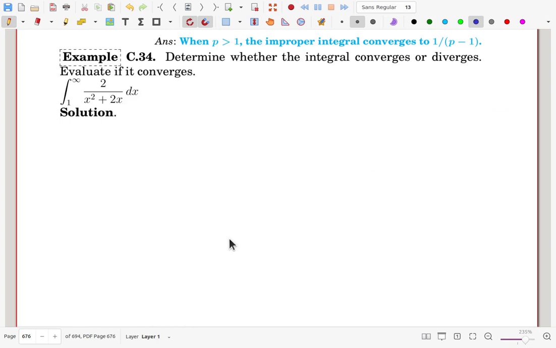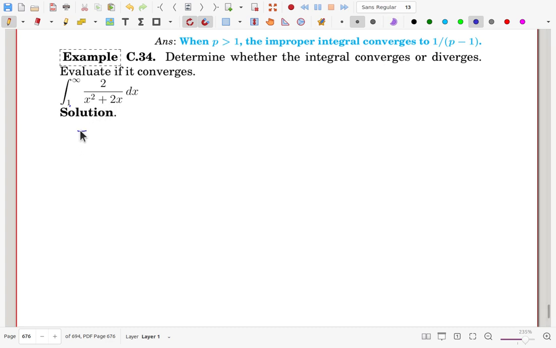Determine whether the integral converges or diverges. For that one, the domain is infinity. So exactly the same way, we can do limit as b approaches infinity and integrate from 1 to b. Now, before that, this one is a proper rational function, so we may try to use a partial fraction technique.